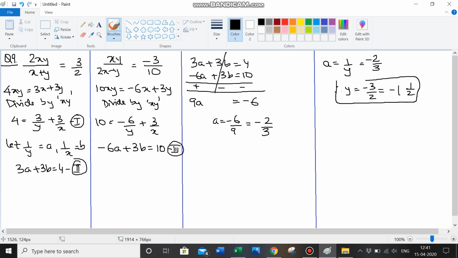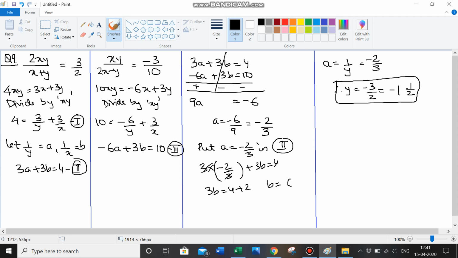That's y. Now let's look at x. Put a is equal to negative 2 upon 3 in, let's say, equation 2, and I get 3 into negative 2 upon 3 plus 3b is equal to 4. So this is 3b is equal to 4 plus 2, b is equal to 6 upon 3, b is equal to 2. So b is equal to 1 upon x is equal to 2. Therefore, x is equal to half.